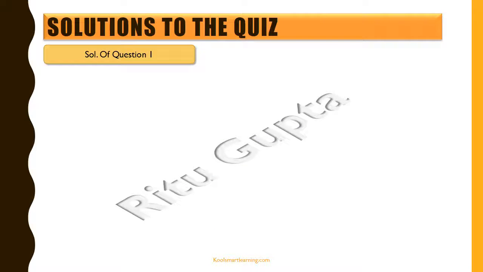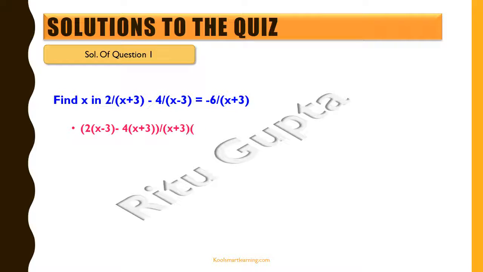Let's look at the solutions for the first quiz. Find x in this equation. Okay, so what we're trying to do here is take the common factor of the denominator as the denominator and then take the LCM of that, and then we try to solve them as we do in the normal arithmetic operations.